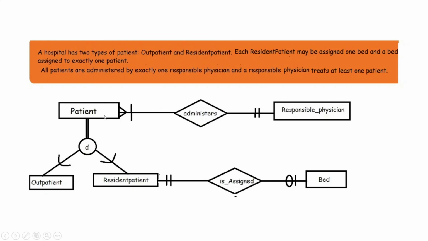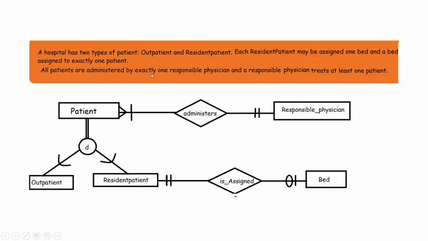A patient. Now, each resident patient may be assigned one bed. May be assigned, it's an optional one. When we have the word may, we know it's an O here that cuts the line. One is the maximum. We can give a resident patient a bed. So optional one. And a bed is assigned to exactly one resident patient, exactly one, mandatory one.